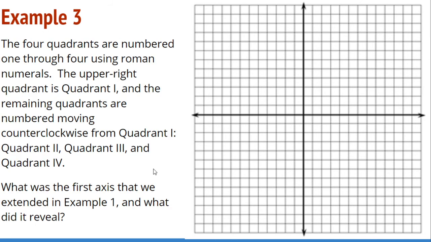The four quadrants are numbered 1 through 4 using Roman numerals. The upper right quadrant is quadrant 1. And then we go counterclockwise to quadrant 2, quadrant 3, and quadrant 4.